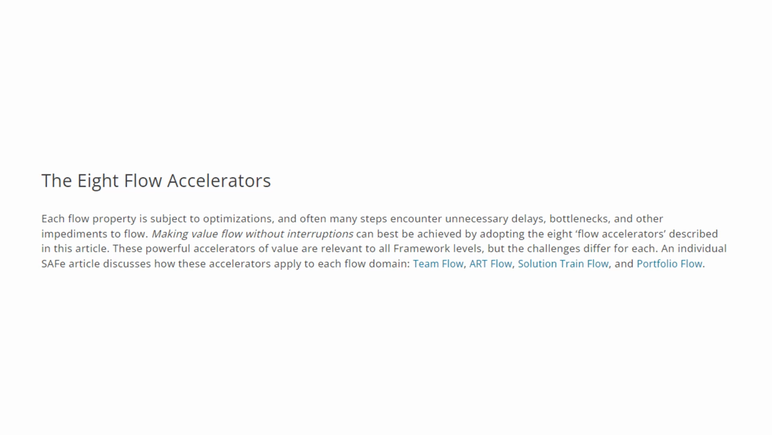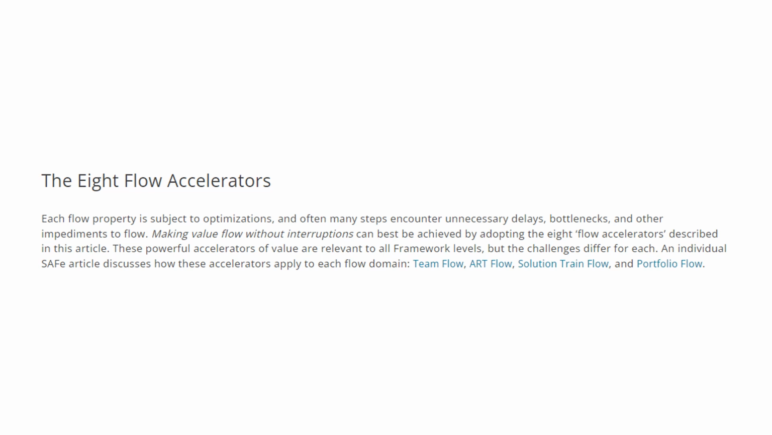We discussed the 8 properties of a flow system in my previous video. We can refer to that. Each of these 8 properties is subject to optimization, and often many steps encounter unnecessary delays, bottlenecks, and other impediments to flow. So when we say optimization, we're talking about removing the delays, removing the bottlenecks, or removing the impediments to the flow. That's what we call optimization, right?